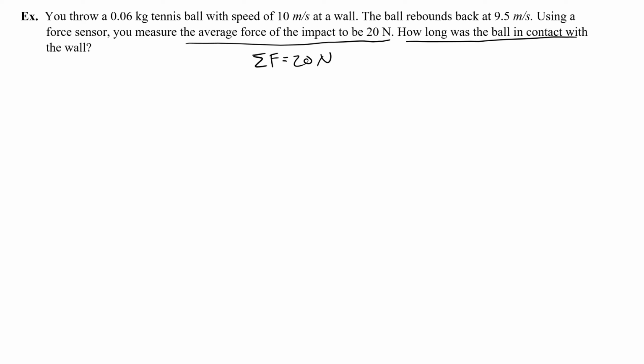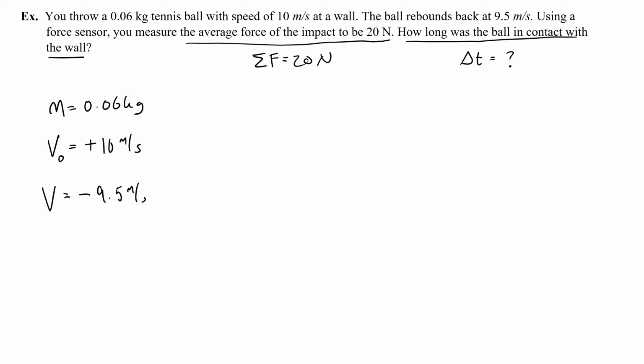How long was the ball in contact with the wall for? So that wants me to find delta t. Okay, so let's think back to our before and after. We have the mass of the ball is 0.06 kilograms. The velocity in the beginning, v naught, was a positive 10. Remember that distinction because it's moving to the right. And then it rebounds in the opposite direction, so I have to make this a negative 9.5 meters per second for the velocity to the left.